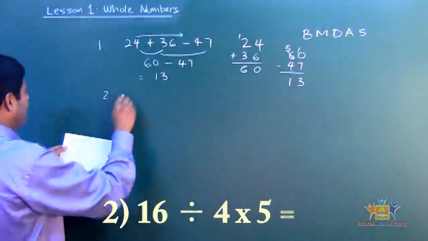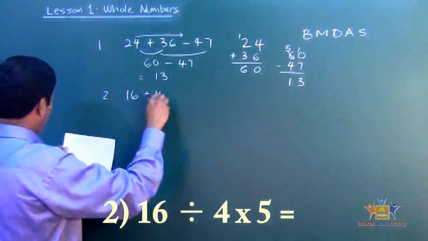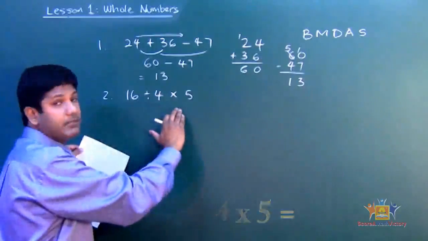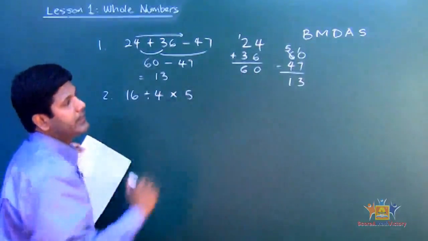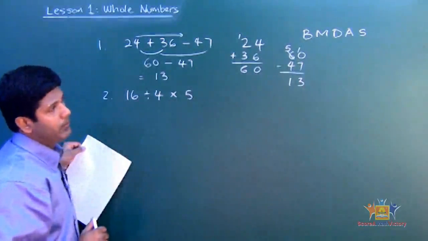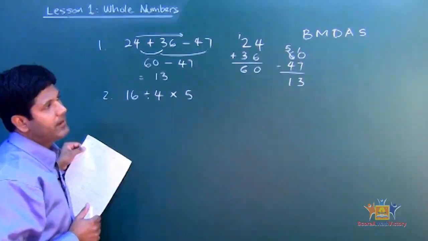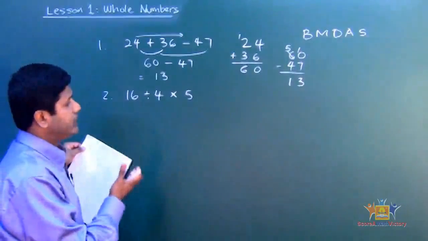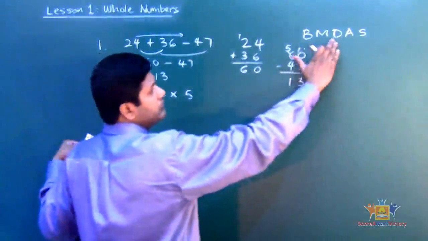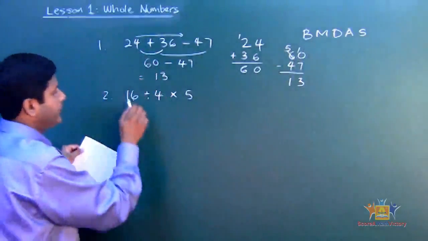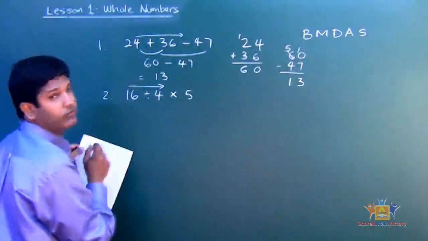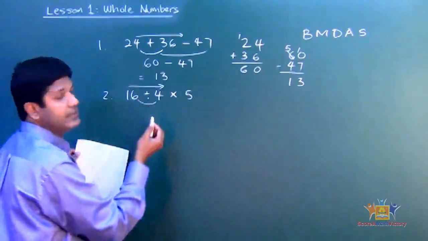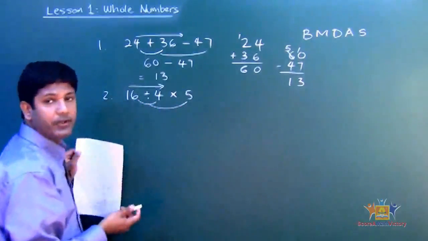Problem number 2 is 16 divided by 4 times 5. So look at this problem. What do you got? You got division and multiplication. All right. Since you got division and multiplication, we're going to use either multiplication or division. That means we're going to use what method? Left to right method. Exactly. So do what comes first, which is division. So we're going to do 16 divided by 4, and then we're going to multiply that with 5.